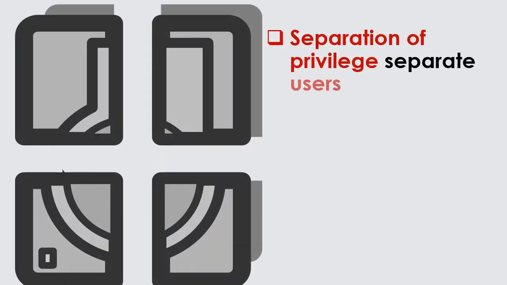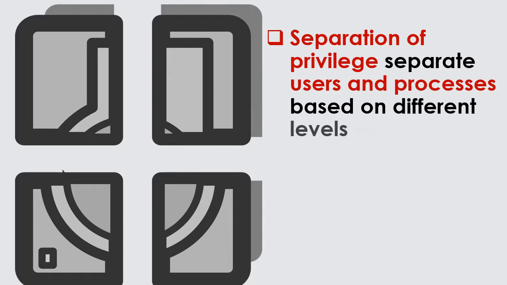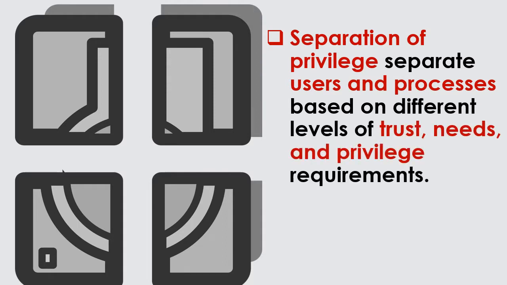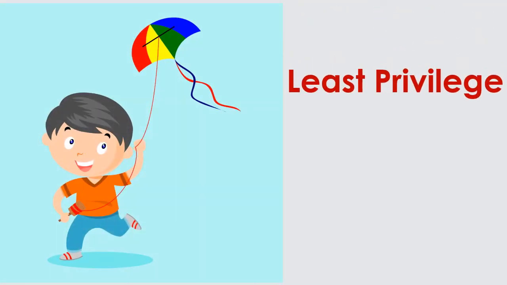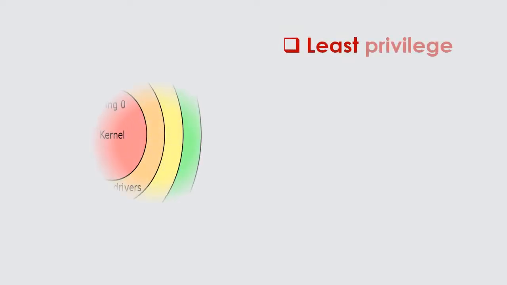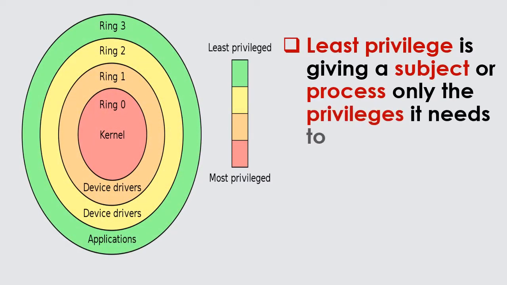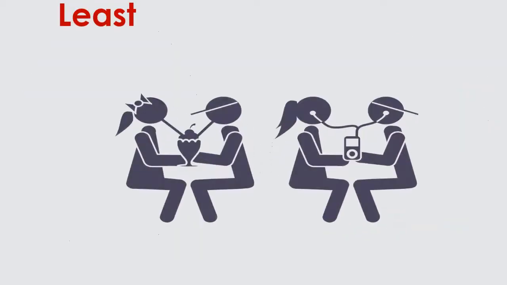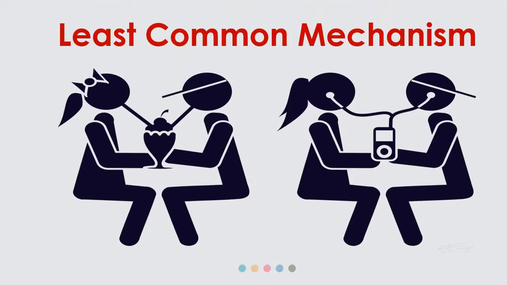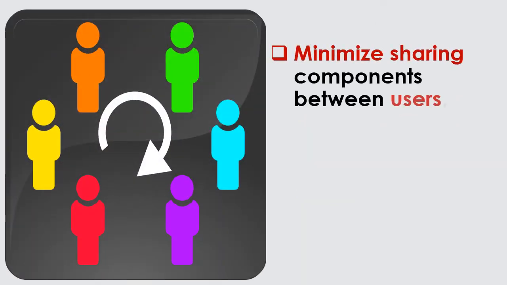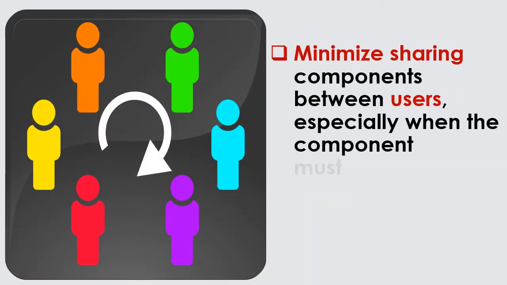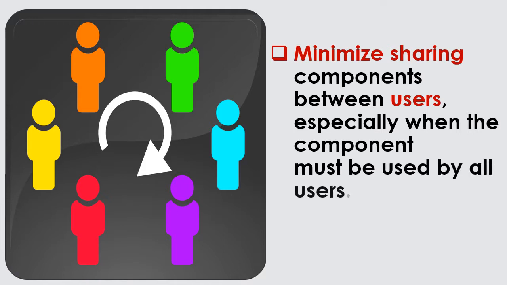Separation of privilege. Separate users and processes based on different levels of trust, needs, and privilege requirements. Least privilege. Least privilege is giving a subject or process only the privileges it needs to complete a task. Least common mechanism. Minimize sharing components between users, especially when the component must be used by all users.